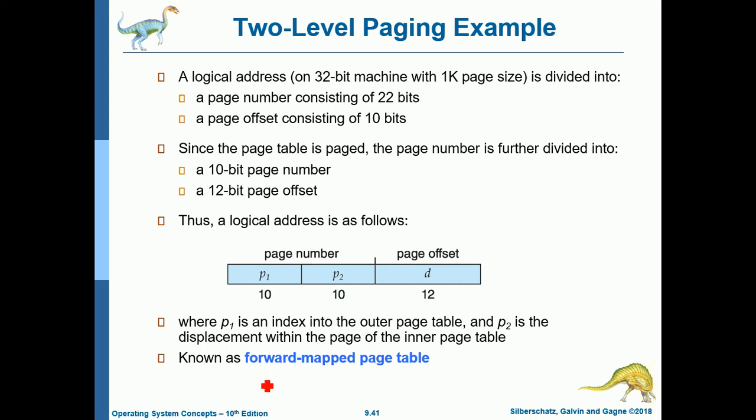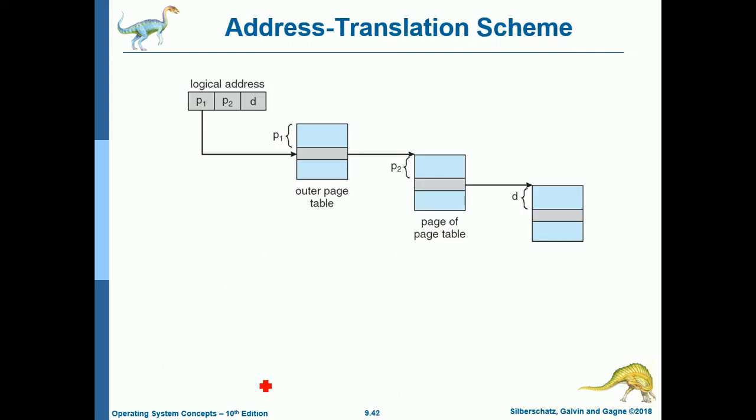This is known as the forward-mapped page table. This is the addressing for two-level paging. For the address translation scheme, we have P sub 1 and P sub 2 as the page number, and D is the page offset. P sub 1 is used to access the outer page table. After accessing the outer page table, we use P sub 2 to get the page of the page table, and then we add the offset.